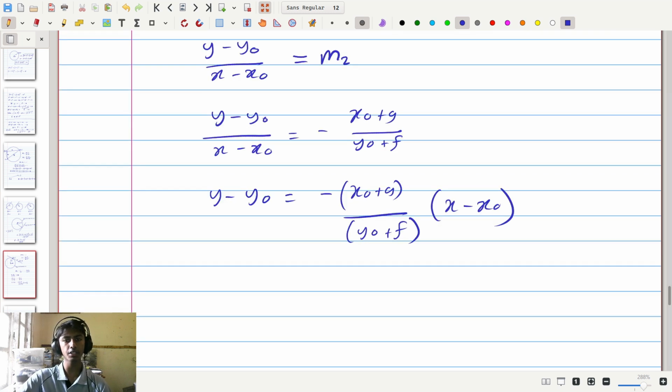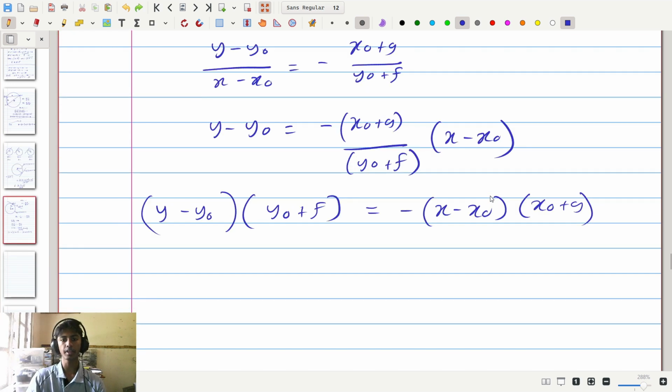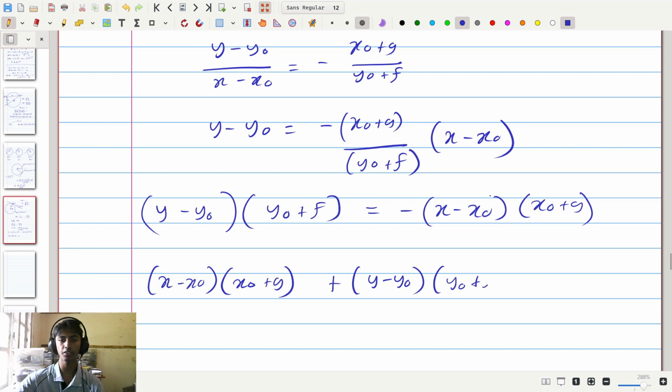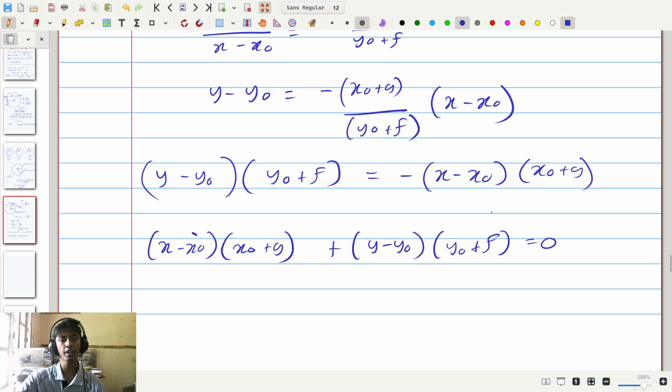After a little bit more rearranging, we can get that (y minus y0) multiplied by (y0 plus f) is equal to negative (x minus x0) times (x0 plus g). Taking everything to one side, we can see that (x minus x0) times (x0 plus g) plus (y minus y0) times (y0 plus f) must be equal to 0. Now we could leave it at that, but we can actually simplify this further. In order to simplify this further, what I'm going to do first is to take this negative x0 times this component here and this negative y0 times this component here to the other side of the equation.